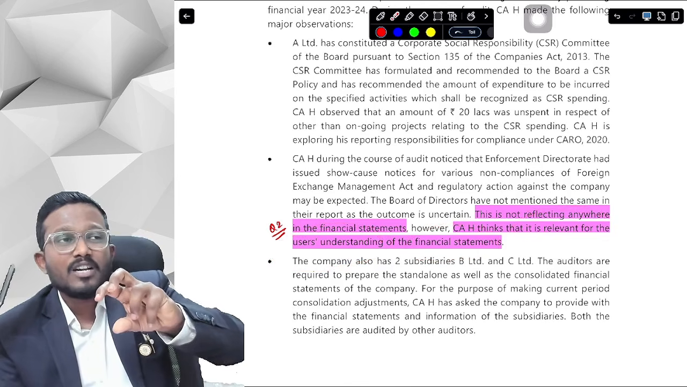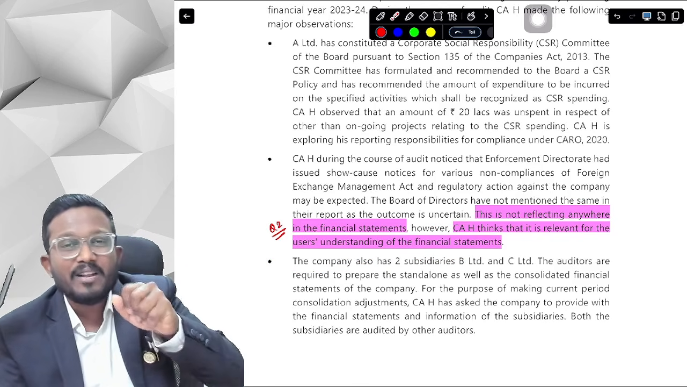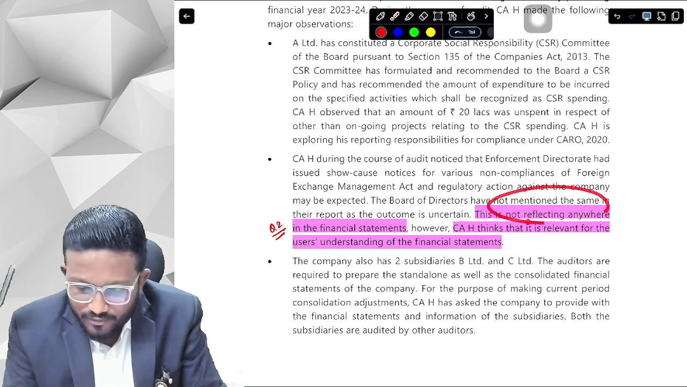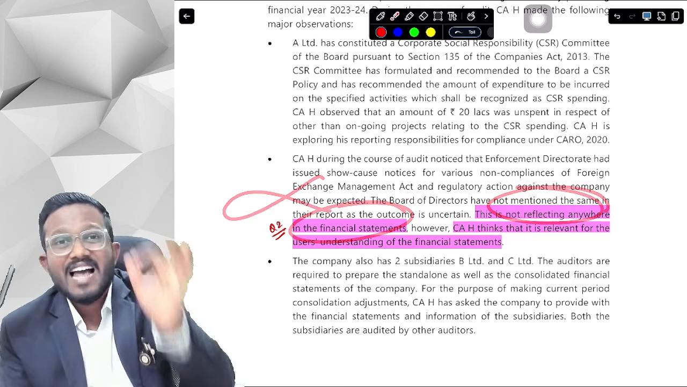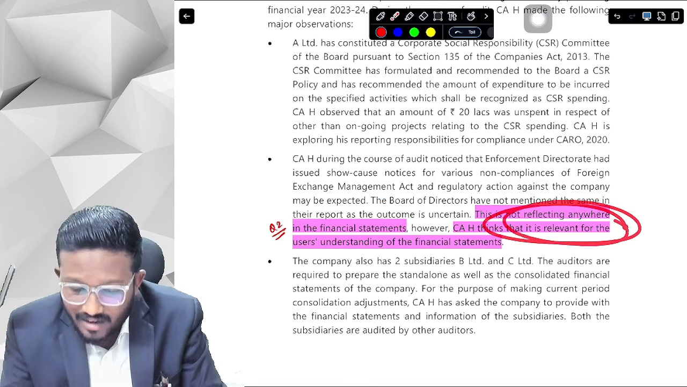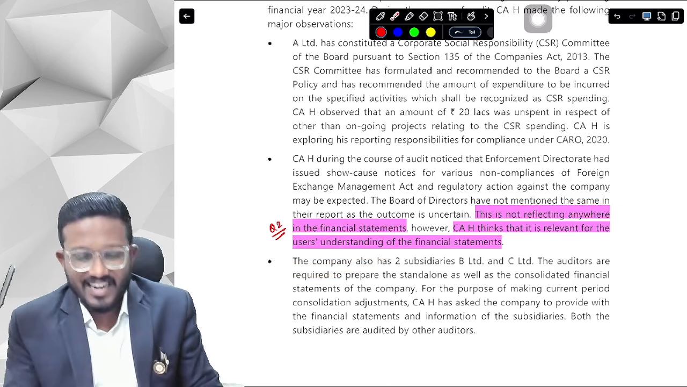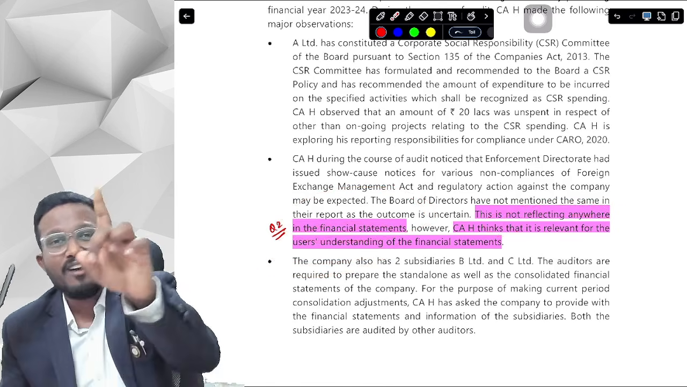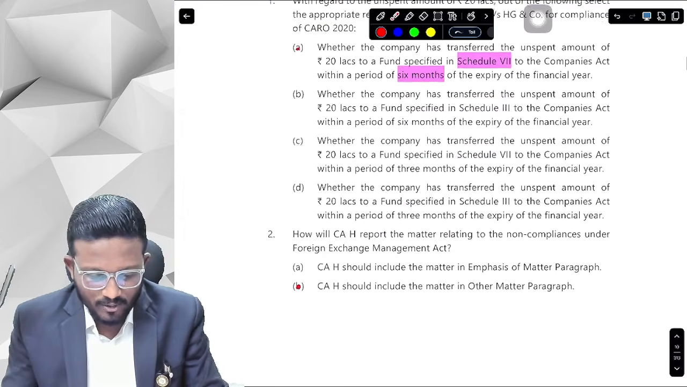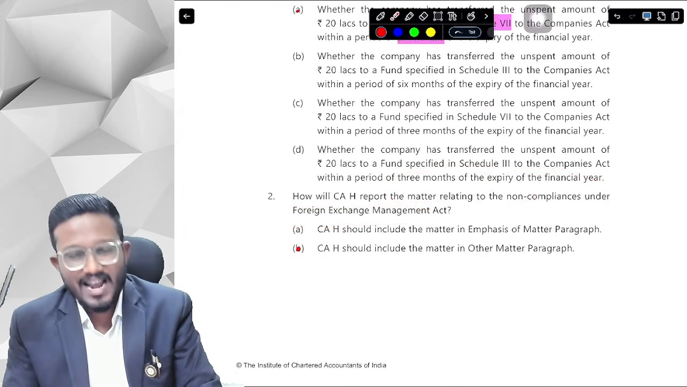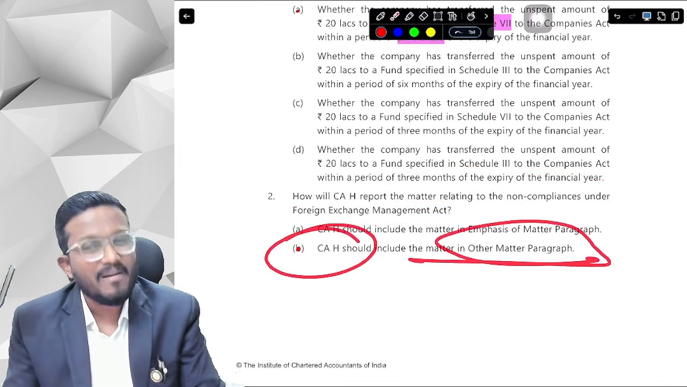So now sir, what will we give, whether an emphasis of matter paragraph or an other matter paragraph? Here you need to see that, first of all, it is not disclosed in the financial statements, and second, the wording is that it is relevant for users' understanding. So whenever it is relevant for users' understanding and not disclosed in the financial statements, we give an other matter paragraph. So how will CAH report the non-compliances under the FEMA Act, sir? We will report it under the other matter paragraph.